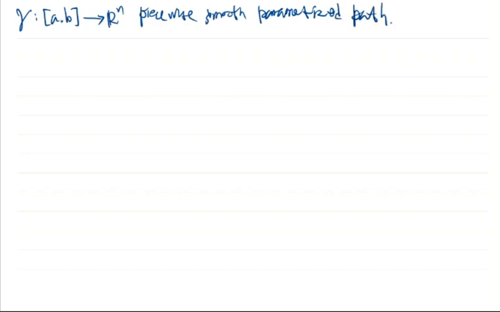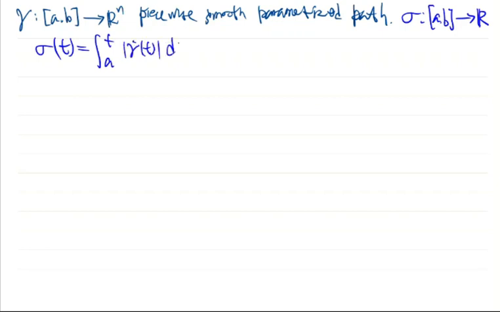Then we have a continuous function sigma. Sigma is a function defined in this way. Sigma t is the integral from a to t. Maybe not t here, maybe tau.